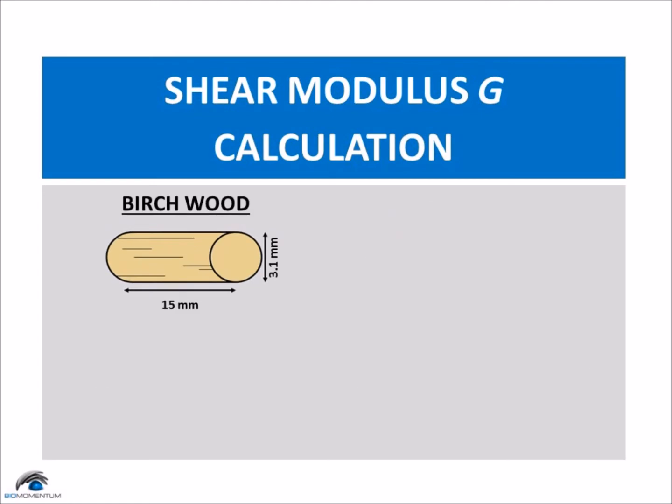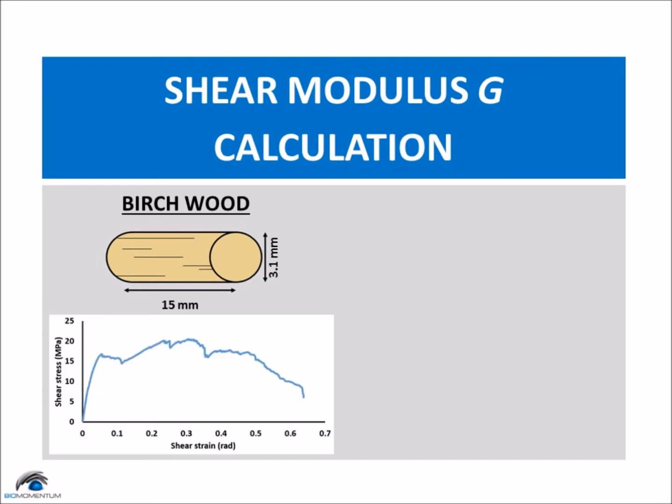Let's consider the data from the torsion test of the birch wood sample, the diameter being 3.1 millimeters and the gauge length being 15 millimeters. Here is the shear stress, shear strain curve of the birch wood sample.